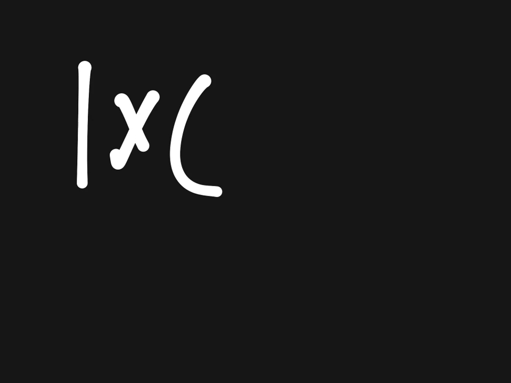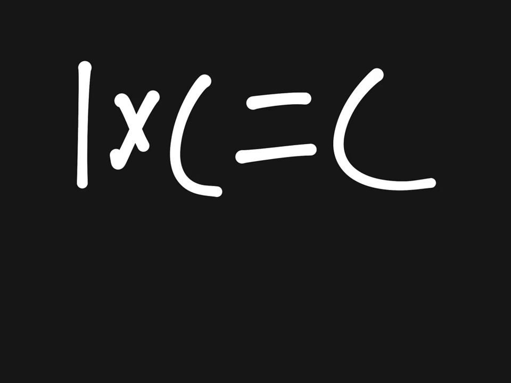And if you have a 1 times c, of course that would equal c. It's logic, but of course that is the identity property of multiplication. Okay, got it. You got it, people. Thank you.